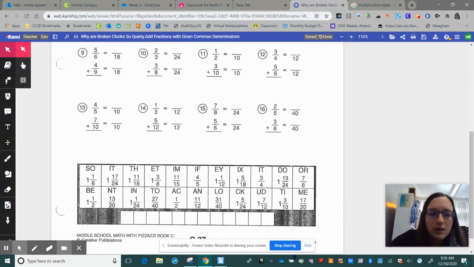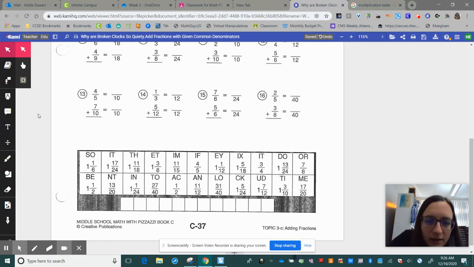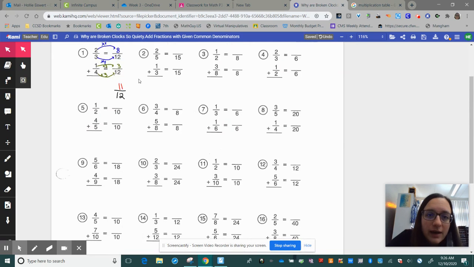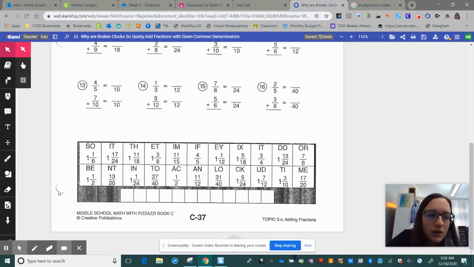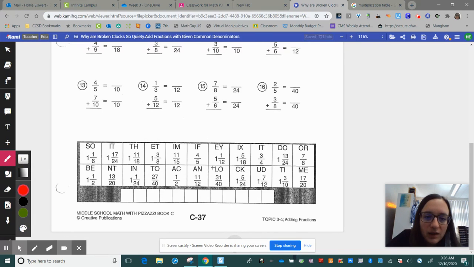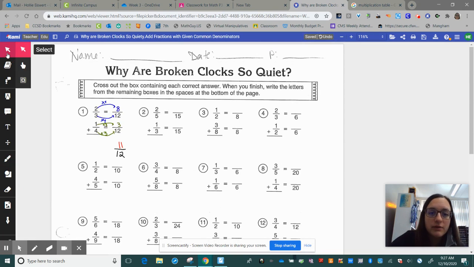So we look down here. We find our 11/12 and we cross it out. As you can see, cross out the box containing each correct answer. So whatever's left over will be our answers. So we're just going to scribble it out. 11/12. There it is. So we don't want this box right here. Scribble it out. Beautiful. This will be a fun scribble paper. And then we keep going. So let's do the next few together here.